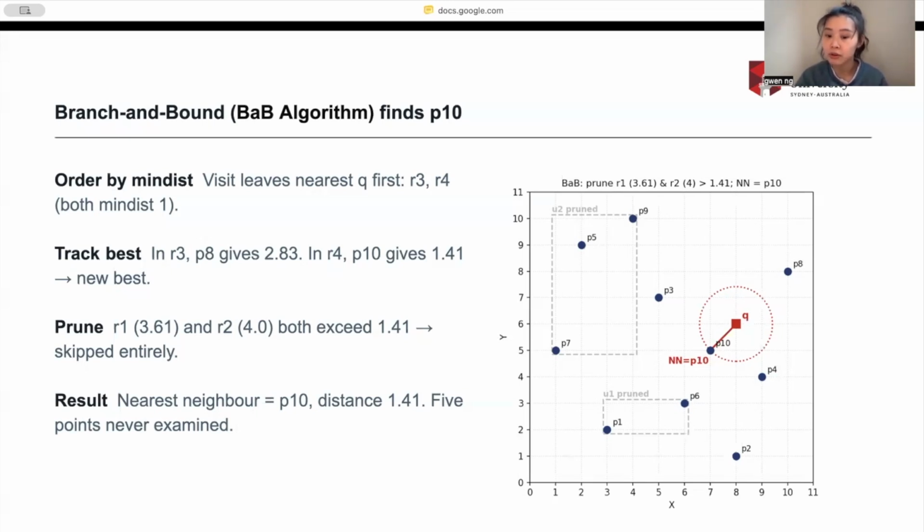The dotted circle on the right is our 1.41 search radius. The answer is P10, and 5 of the 10 points were never even examined.